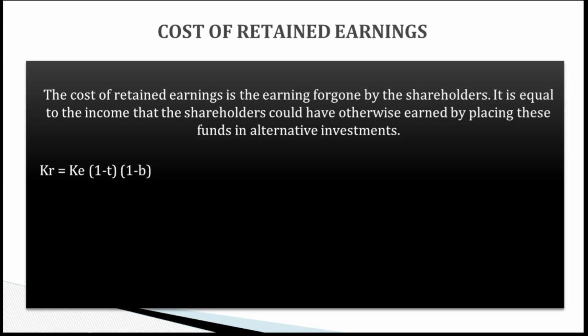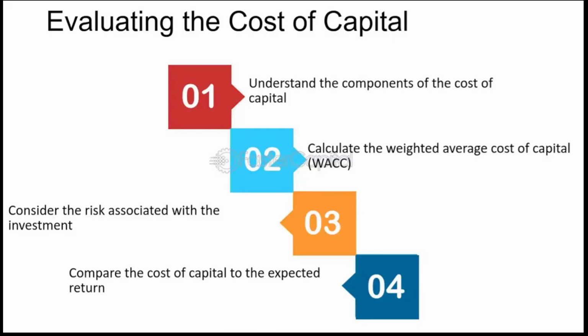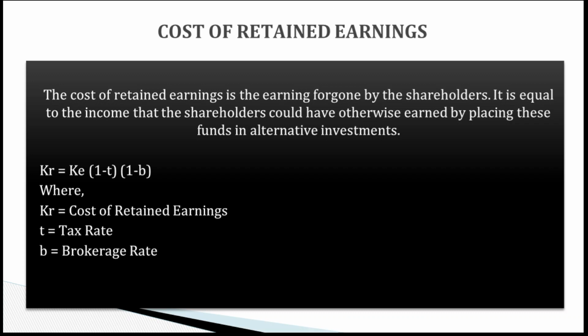So KR, the cost of retained earning, = KE (1 - T)(1 - B), where KR is cost of retained earning, T is tax rate, B is the brokerage rate. Many authors also claim that cost of retained earning equals KE only. So whatever the cost of equity, that will be the cost of retained earning. This is the opportunity cost, this is the implicit cost and all the other three costs are explicit costs.